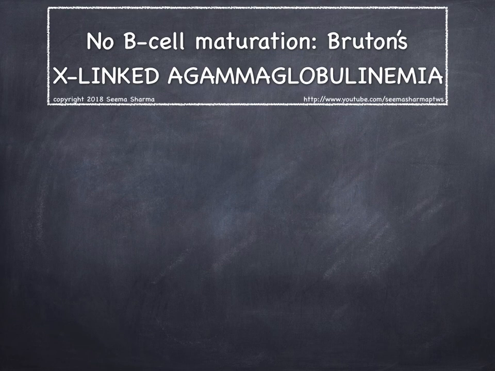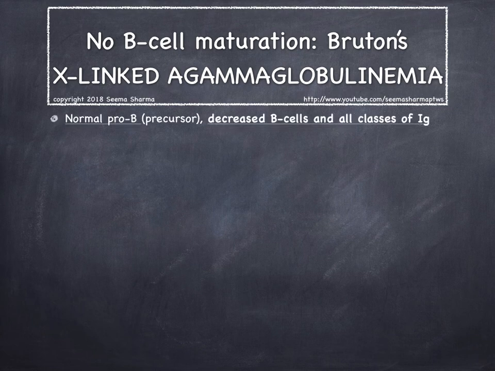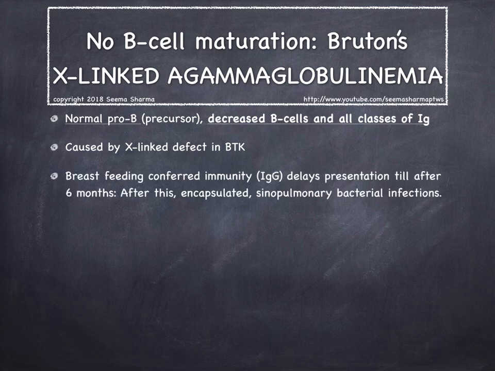Bruton's X-linked agammaglobulinemia is when there is no B cell maturation. So in the laboratory test, there is normal pro-B or precursor, but decreased B cells and decrease of all classes of immunoglobulins. It is caused by an X-linked defect in Bruton's tyrosine kinase. Breastfeeding confers immunity via IgG, and presentation is delayed till after 6 months. So after 6 months, there are recurrent sinopulmonary bacterial infections caused by encapsulated bacteria.